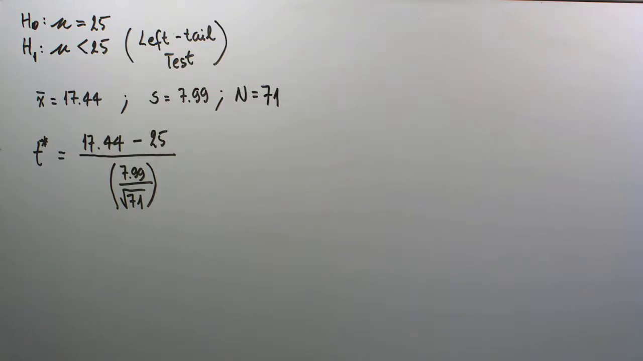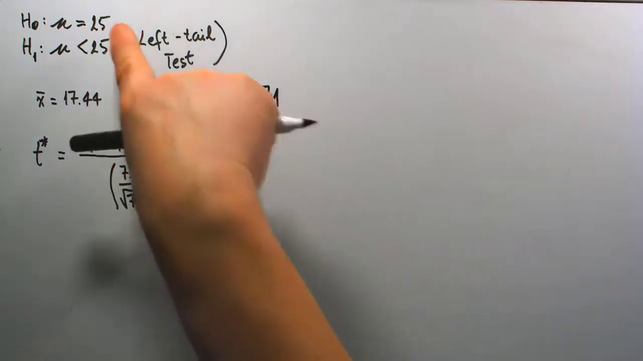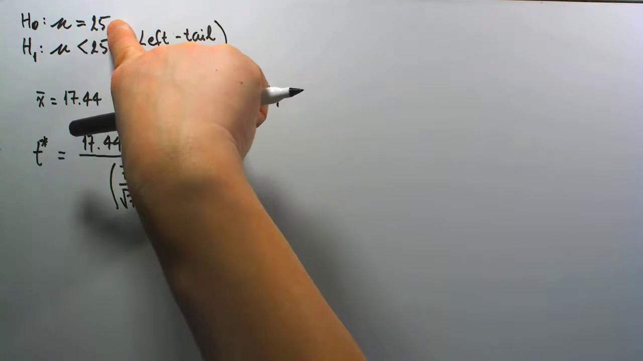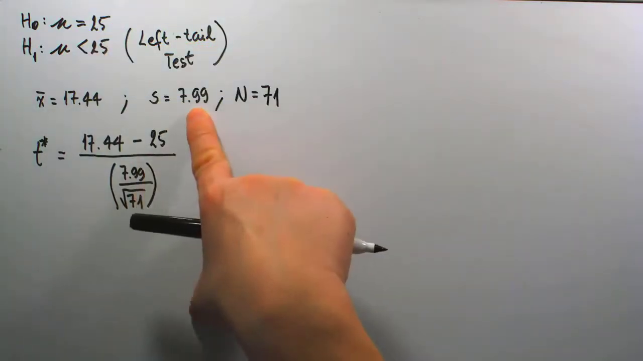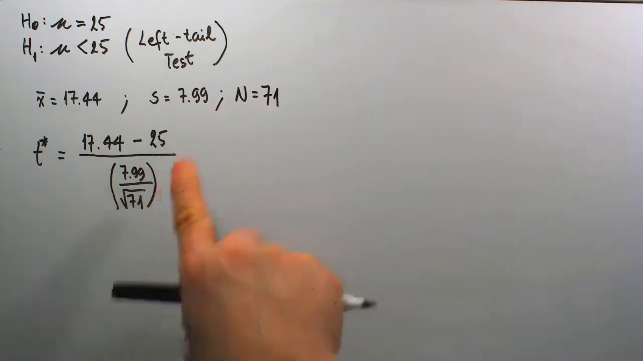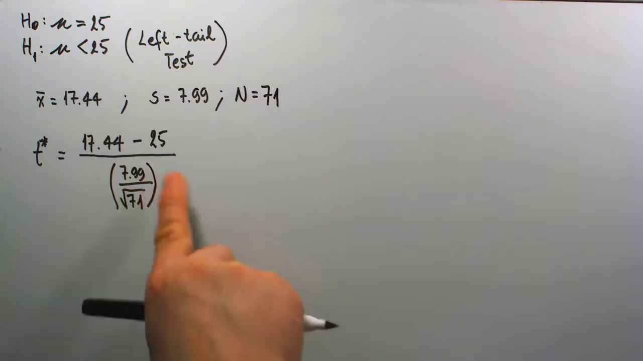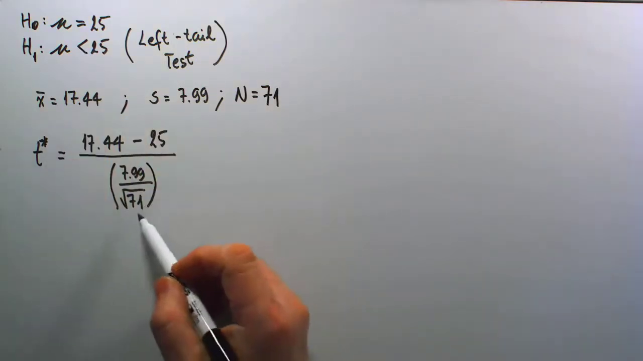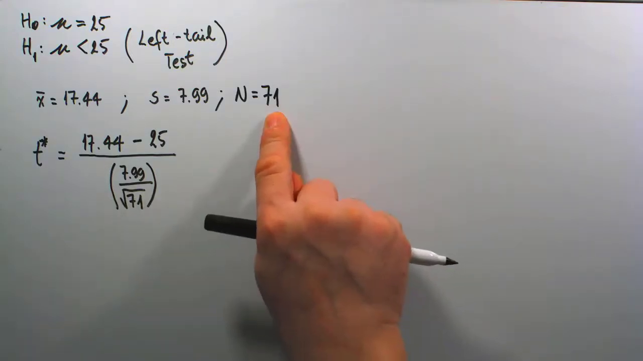So let me take a quick pause here and explain a little bit. Just like what I have explained earlier, this 25 came from the value being claimed in our null hypothesis. And 7.99 here came out from our sample standard deviation. I'm talking about the 7.99 in the expressions at the denominator of this overall quotient here. And then the value 71 that stays inside of the square root is our sample size.